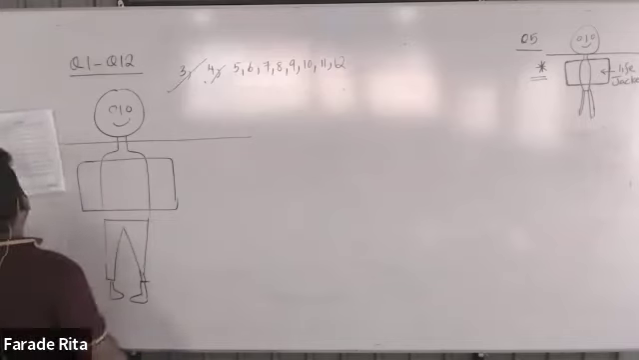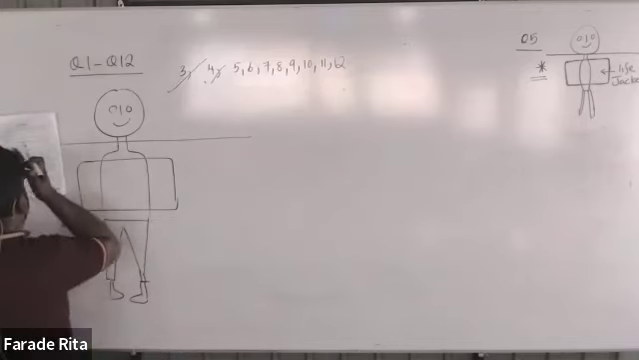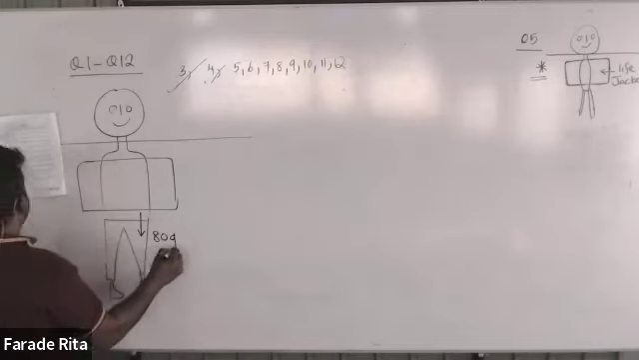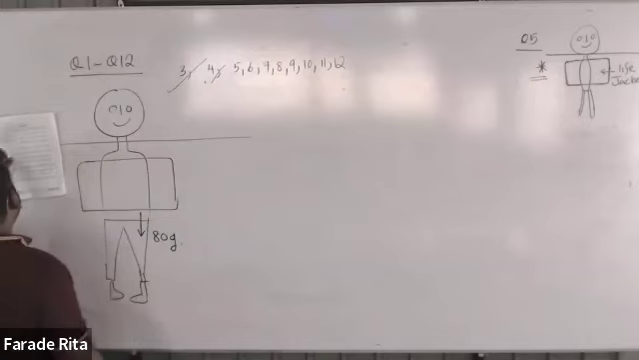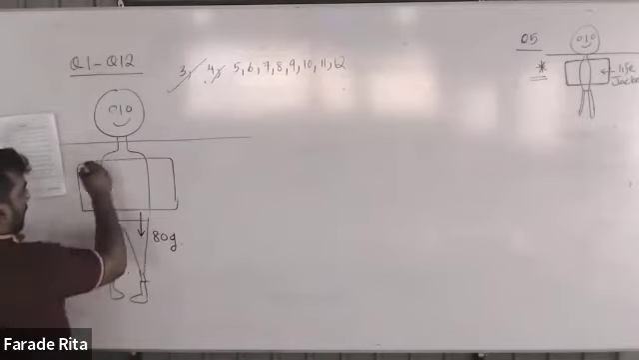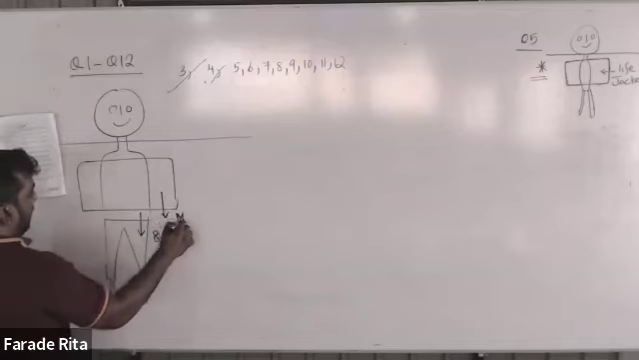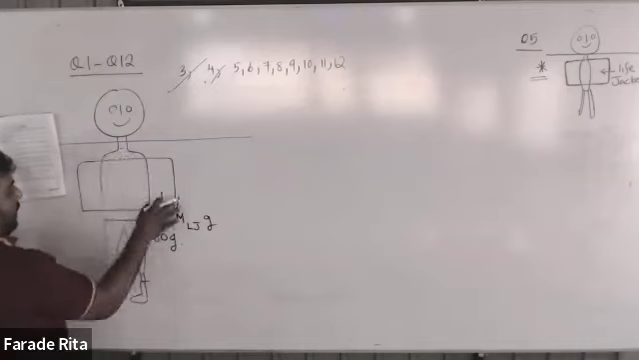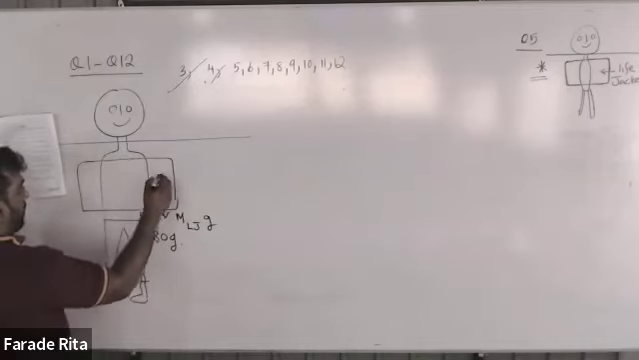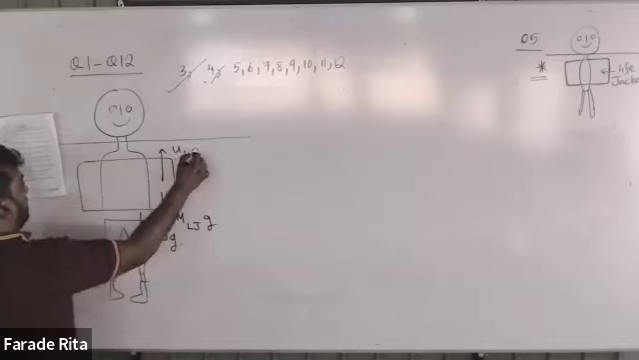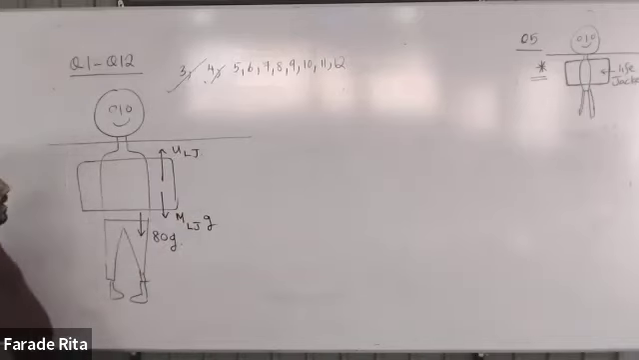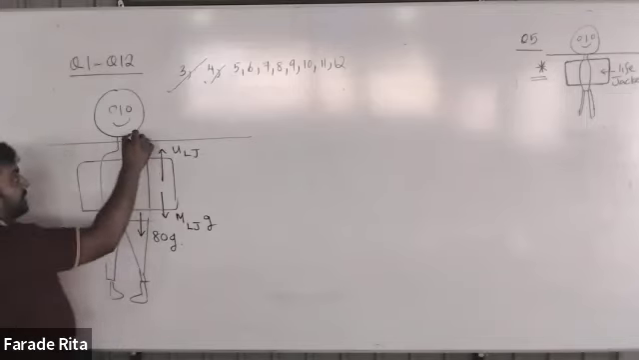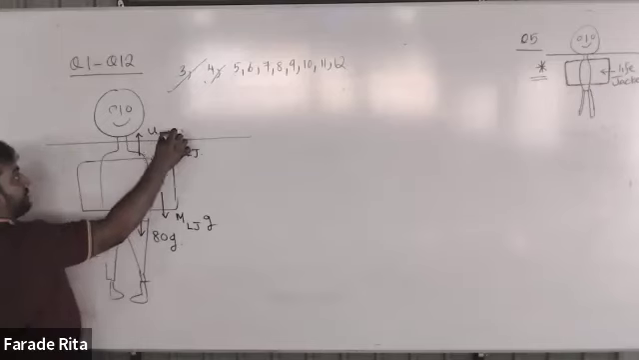So what are the forces acting? Forces acting will be the 80 kilogram weight, 80 g. Weight of the life jacket, m l g. The life jacket is being submerged in water, so there is upthrust on the life jacket. Who else is underwater? The man is underwater. So there is upthrust acting on the man. That's all.